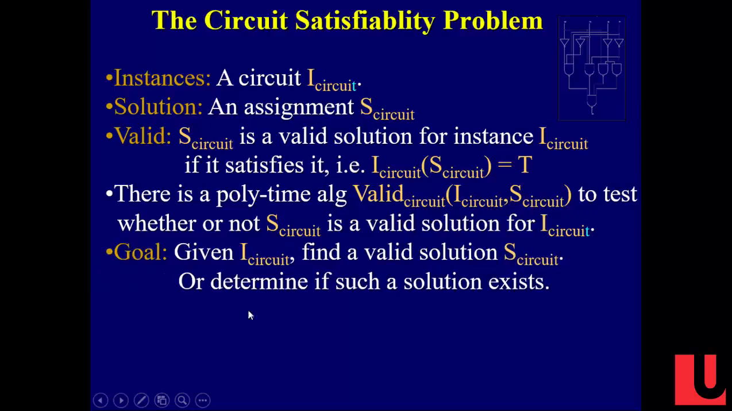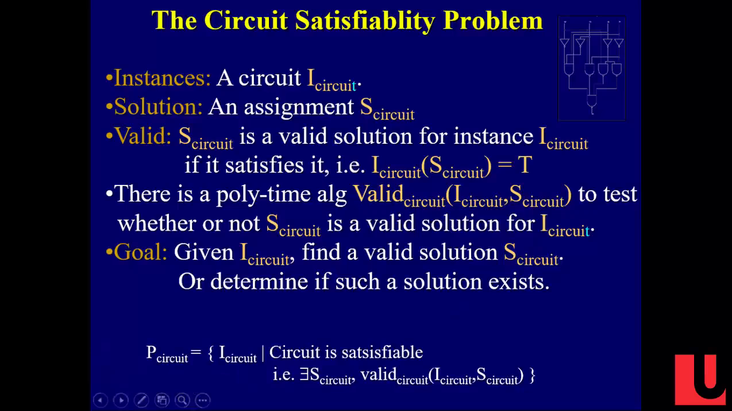Goal: given a circuit, find a solution or know whether it exists. And so this problem, the circuit satisfiability problem, is the set of yes instances. So this is the set of circuits where the circuit is satisfiable. And you'll note that it's an NP problem because it's a yes instance if there exists a solution to it that you can check.